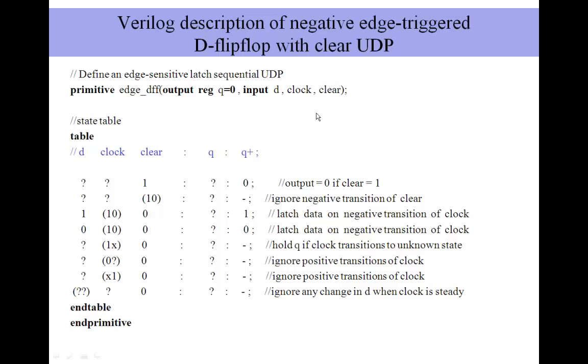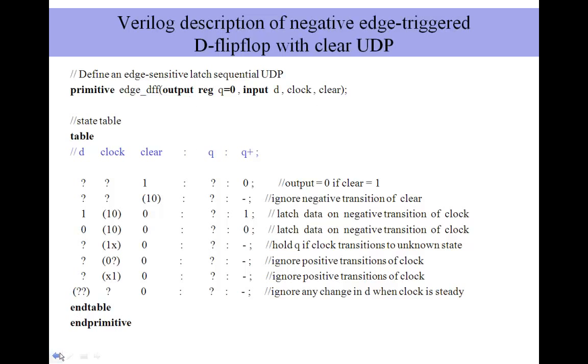Now let us look at the description of this D flip-flop with clear. We start with the keyword primitive. edge_DFF is a user defined primitive. This is an ANSI C style port declaration. Within parentheses we are declaring the type. We are initializing the output Q. So reg has also been used within the port list area. So this is ANSI C.